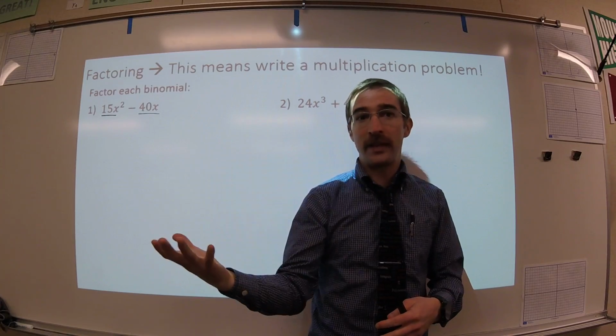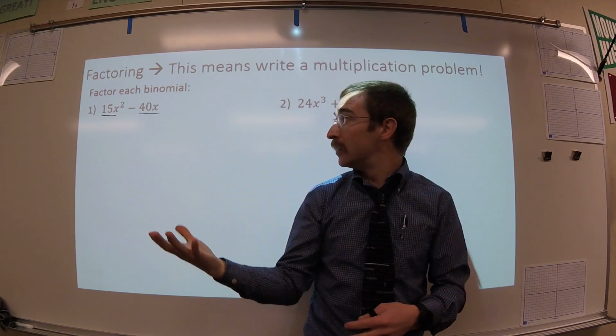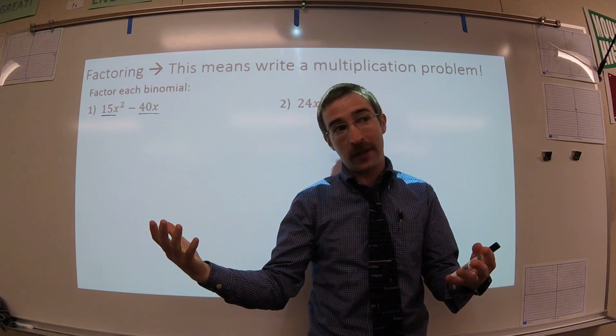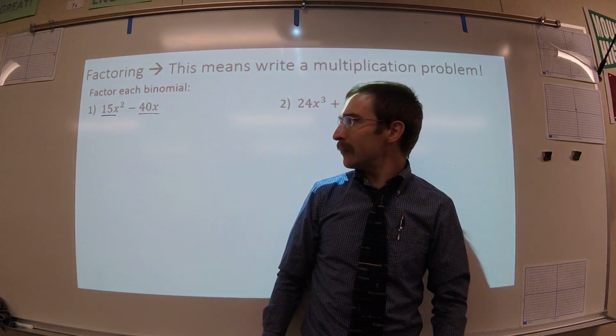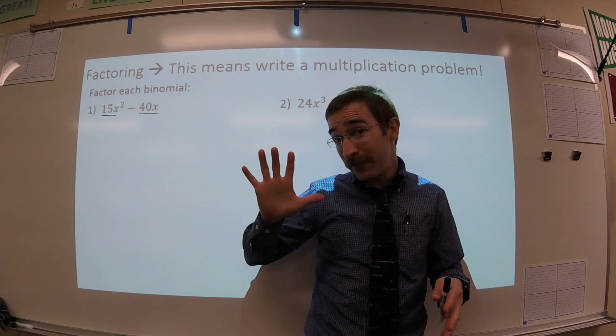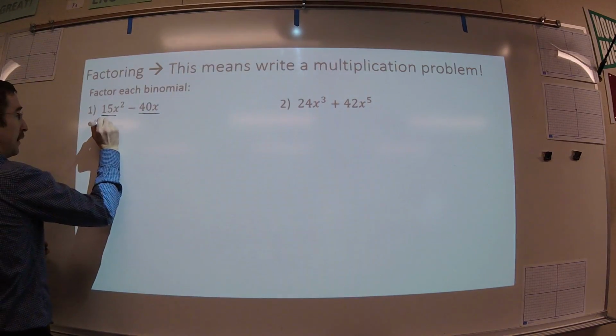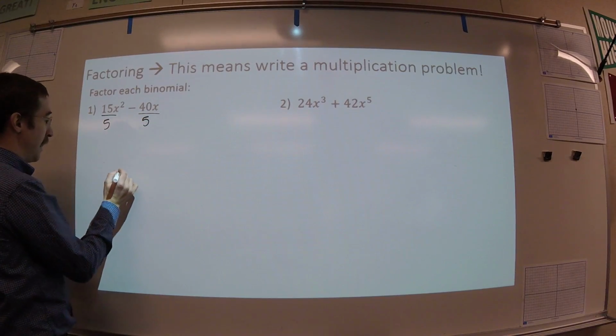Well, 15 is just 5 times 3, or 15 times 1. 40's got more factors, like 4 times 10, 5 times 8, 1 times 40, all right, 2 times 20. We're like, hey, what goes into both? 5. 5 goes into both. So we're going to factor out, or divide out, a 5.